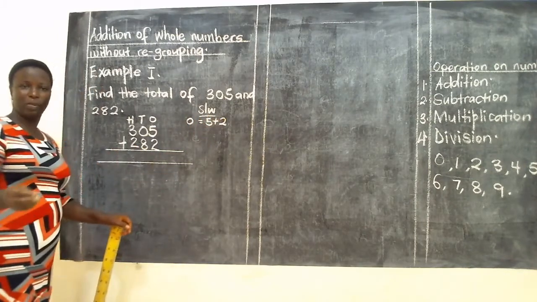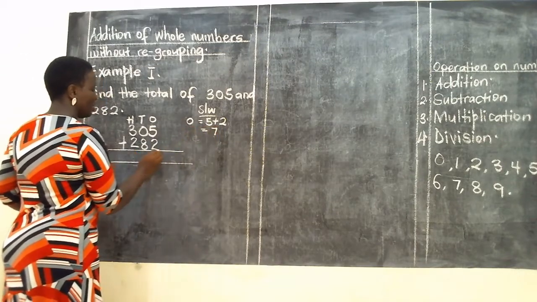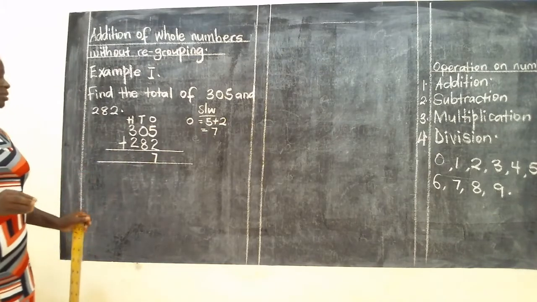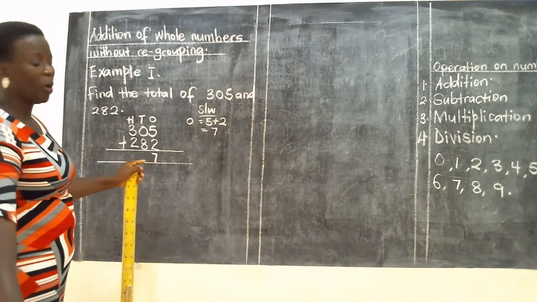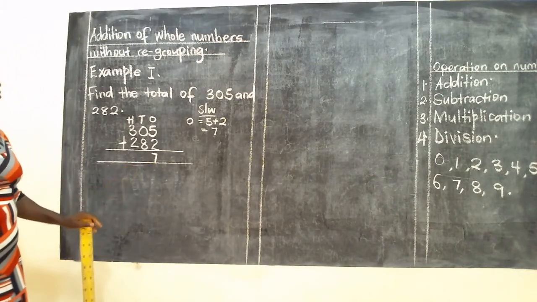And what is 5 plus 2? 5 plus 2 is 7. So we write our 7 under the ones place value. That's why I said that the sum you get must not be exceeding a one-digit number. 7 is a one-digit number, so we write it in the ones place value.